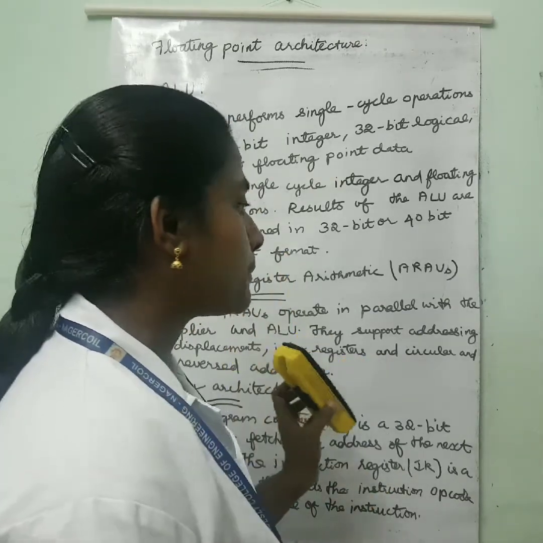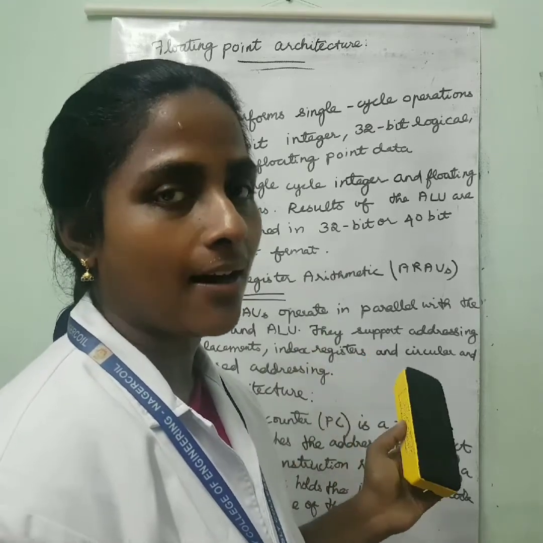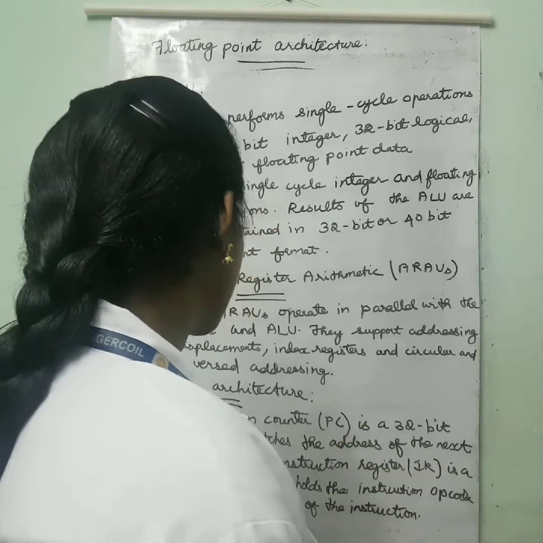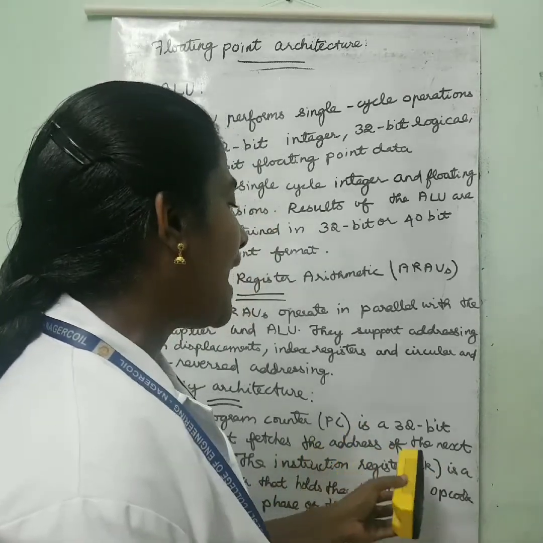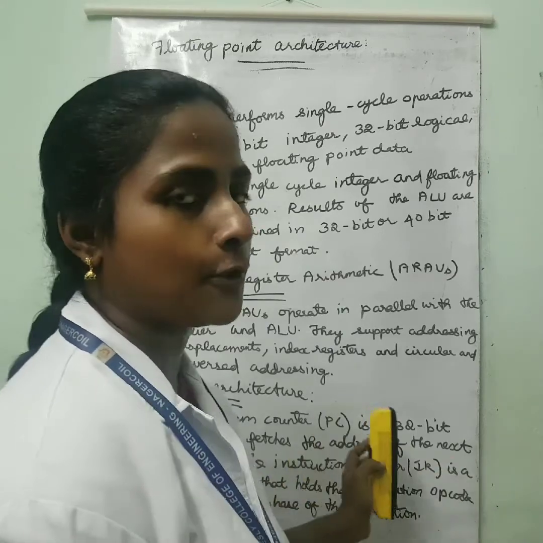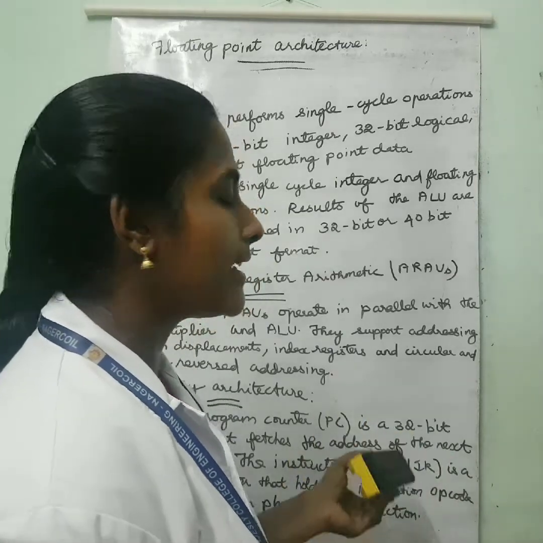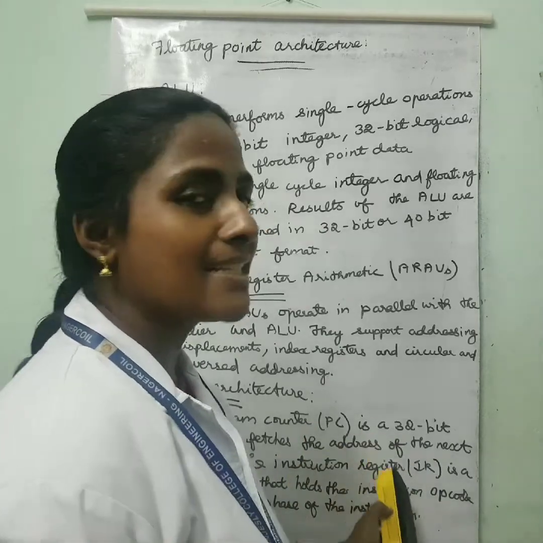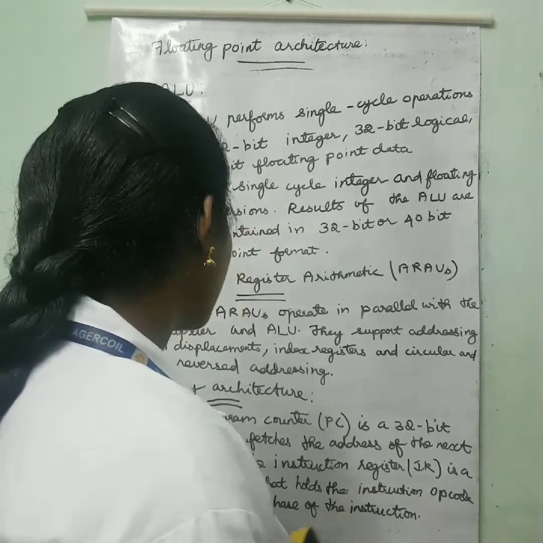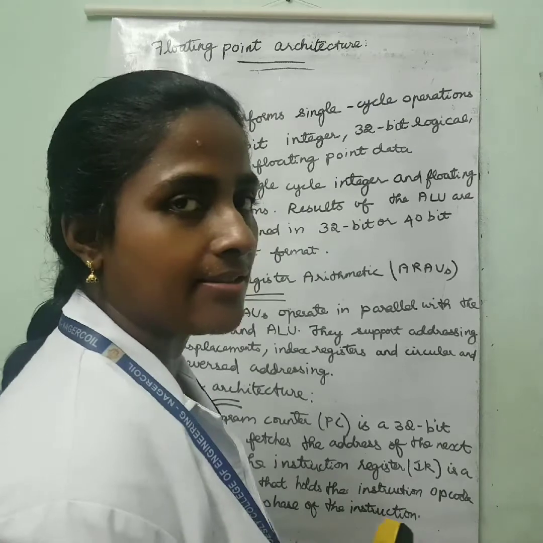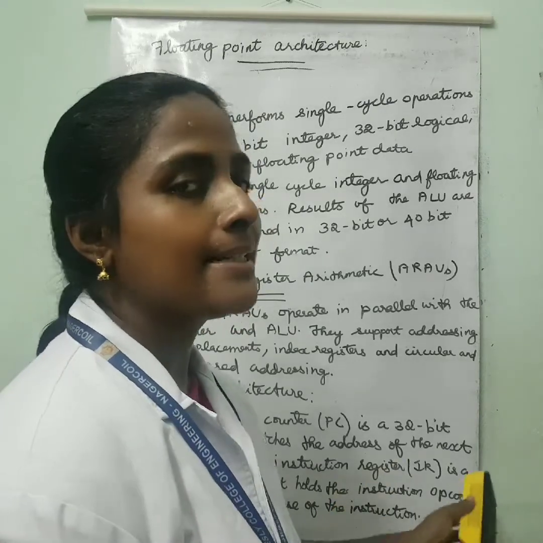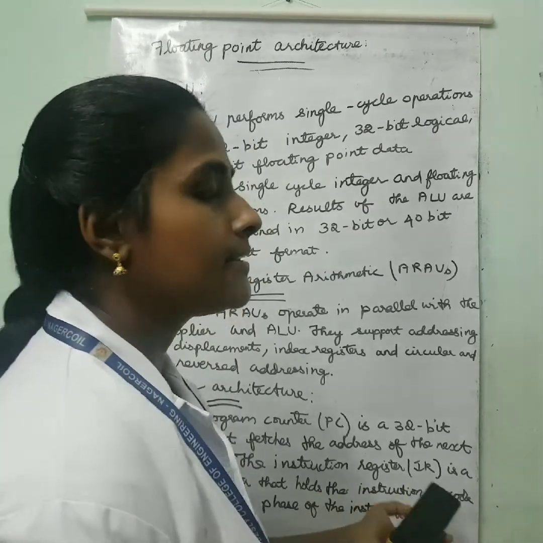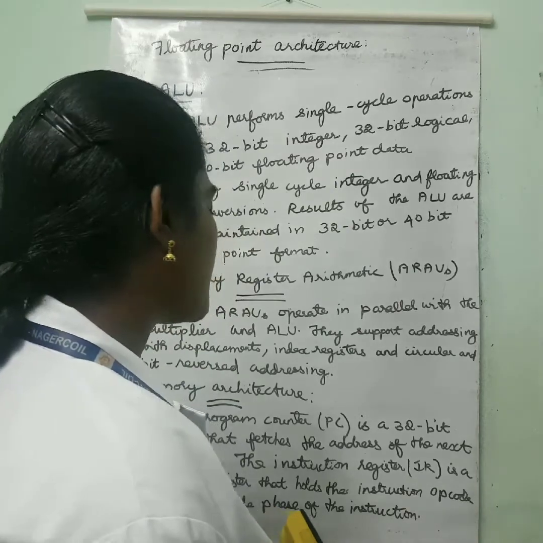This floating point processor has a separate memory architecture. It has the program counter, which is a 32-bit register that fetches the address of the next instruction. Similarly, it also has the instruction register. This instruction register is also a 32-bit register that holds the instruction opcode during the decode phase of the instruction.